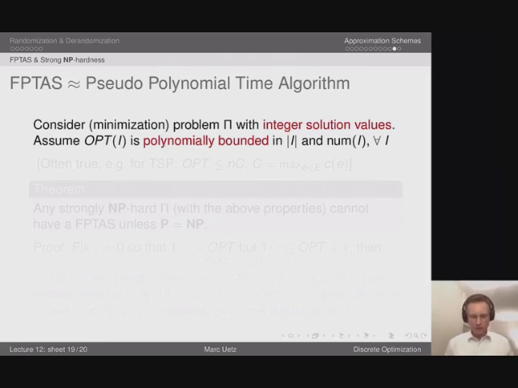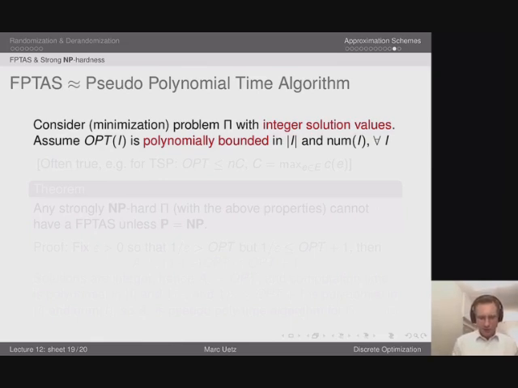And let's see how that works. There is a small condition that I have to ask in order for that claim to be really true. Okay, so let's consider a minimization problem which only has integer solution values, which for many of the problems that we looked at is the case.